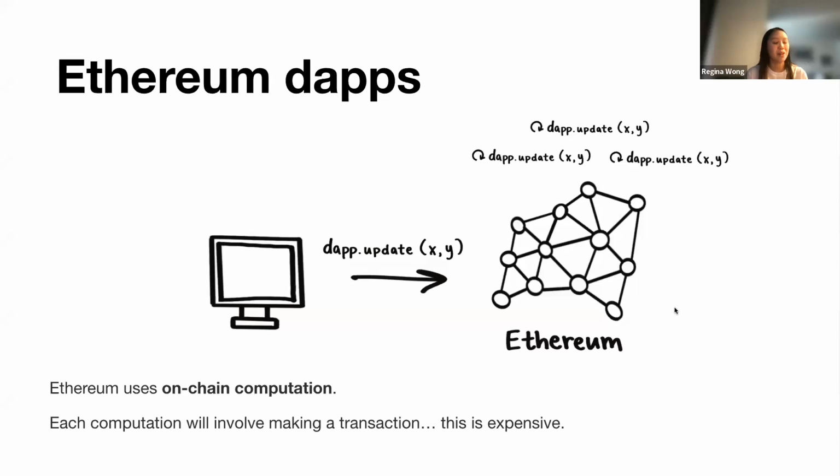With Ethereum, all the computations for smart contracts happen on-chain. So anytime Ethereum is making a computation, you're also sending a transaction. And this can get very expensive over time, especially given the price of ether or gas.